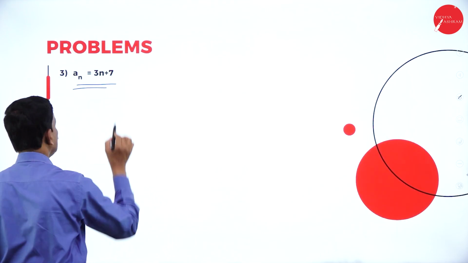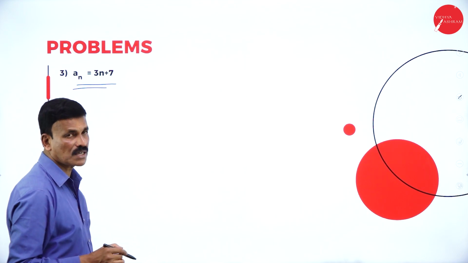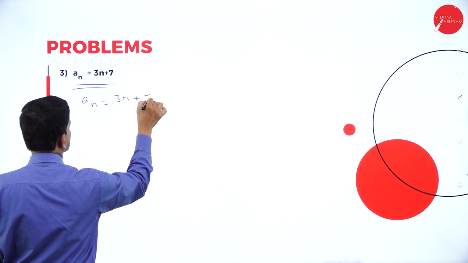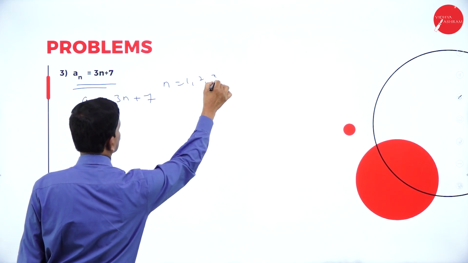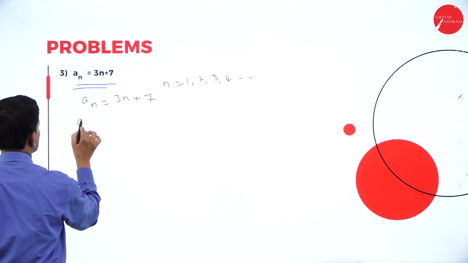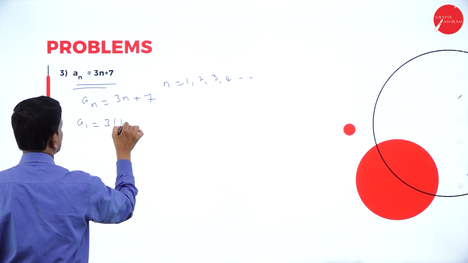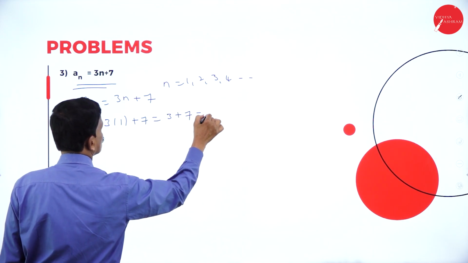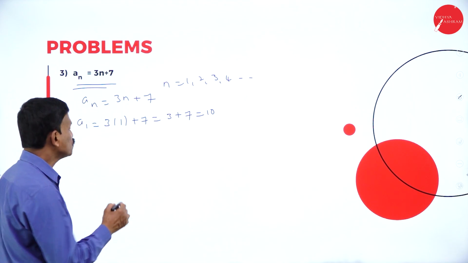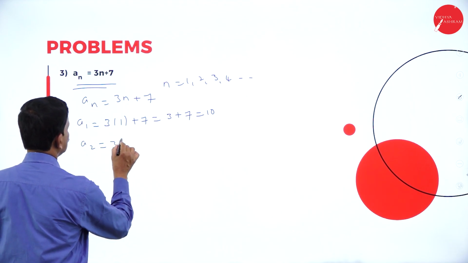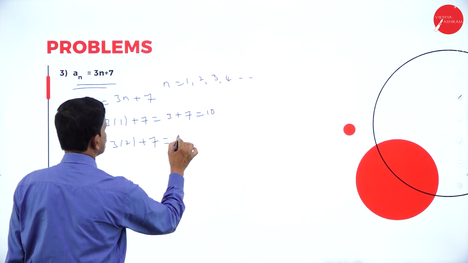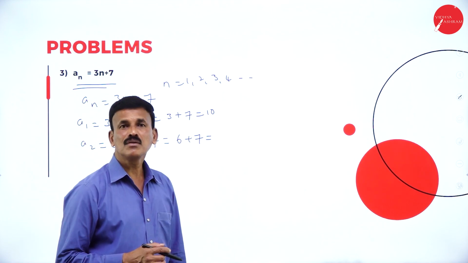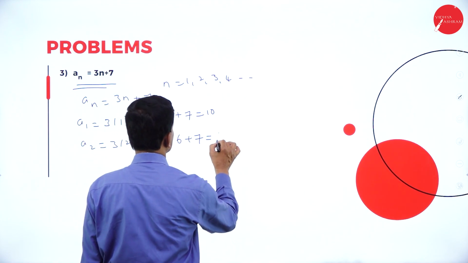Very important problem. An is equal to 3n plus 7. Now same. What is given? An is equal to 3n plus 7. Now put n is equal to 1, 2, 3, 4, etc. If you put n is equal to 1, a1 is equal to 3 into 1 plus 7, that's equal to 3 plus 7 is equal to 10. Now if you put n is equal to 2, then a2 is equal to 3 into 2 plus 7, 6 plus 7. Now what is 6 plus 7? 6 plus 7 is equal to 13.